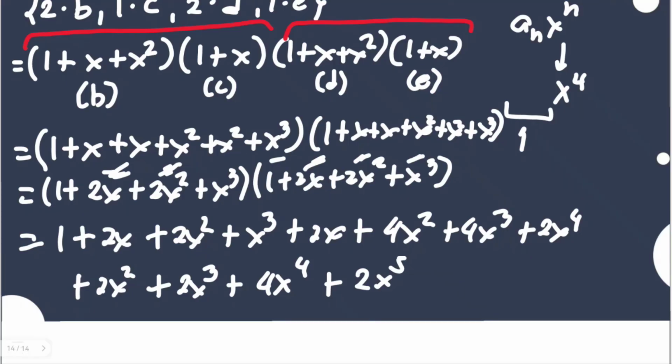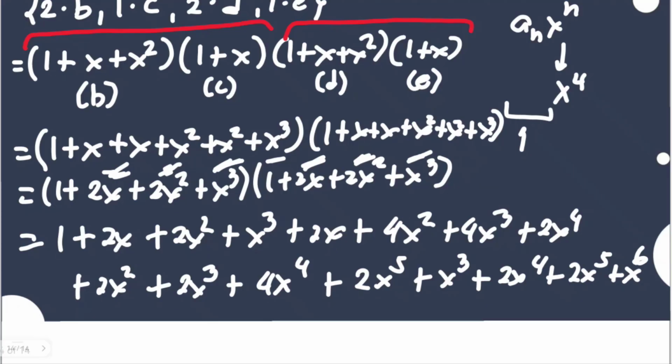You can still continue, but I'm going to make some comments later on, so please bear with me. Next, you have x cubed times 1 is x cubed. Then you will have here x cubed times 2x is 2x to the power of 4, plus x cubed times 2x squared is 2x to the power of 5, plus x cubed times x cubed is x to the power of 6. Now, at this point, there's no need to simplify this by combining similar terms.